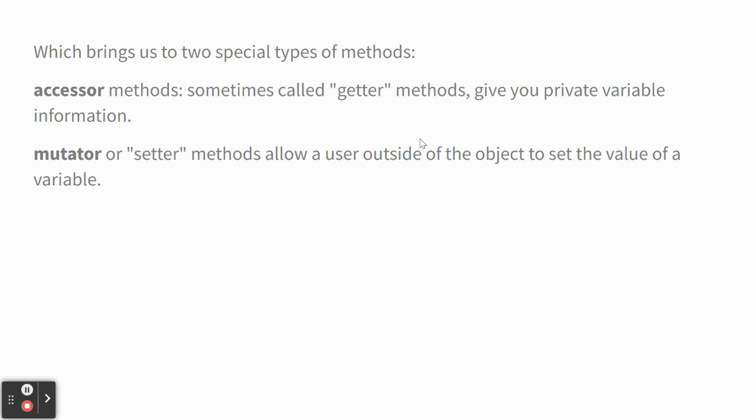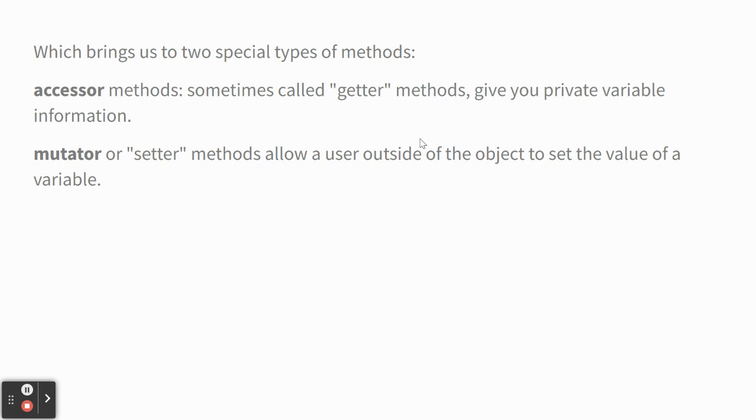They're basically usually just return and then the variable name. They're just handing you the variable information because it's private. You can't access it directly, but you can call the method and you get it. A mutator method is also called a setter method because it sets information, changes information that's private.